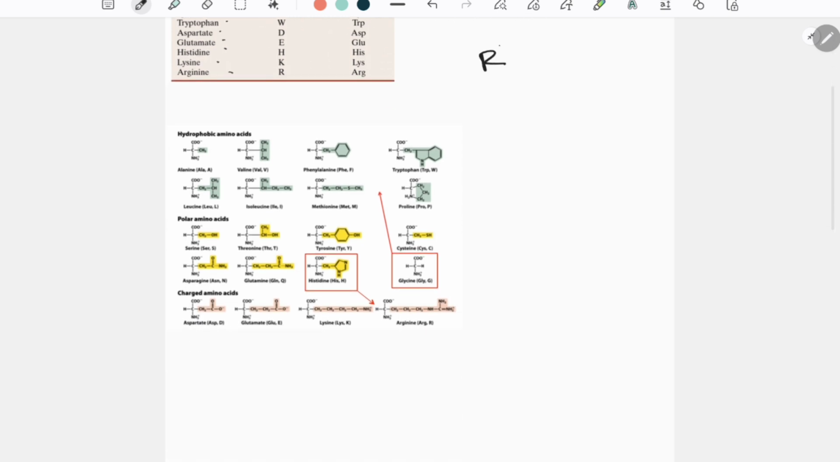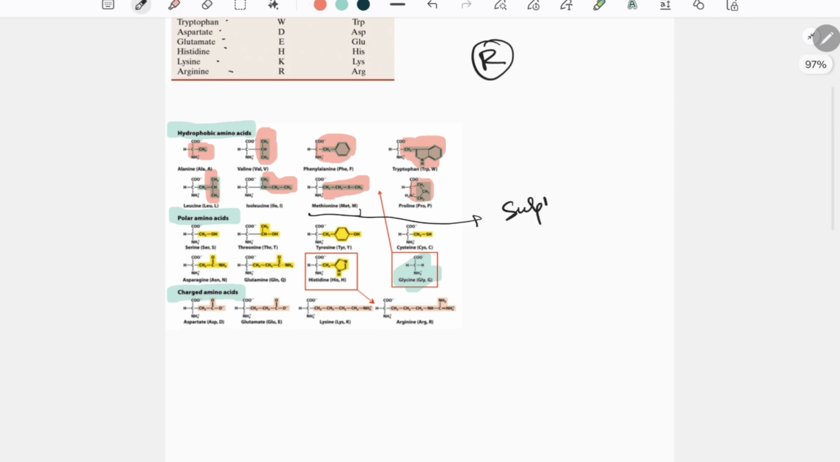Now coming to the R group. We have hydrophobic amino acids, polar amino acids, and charged amino acids, and then there is a neutral species, which is this, right? For the hydrophobic part, the R group that we have is mostly carbon, right? So there are direct carbon chains. Here we have alanine, valine, phenylalanine, tryptophan, proline, methionine, isoleucine and leucine. Of these, methionine is the only one which has sulfur in it. Of all the amino acids, there are only 2 amino acids which have sulfur in them.